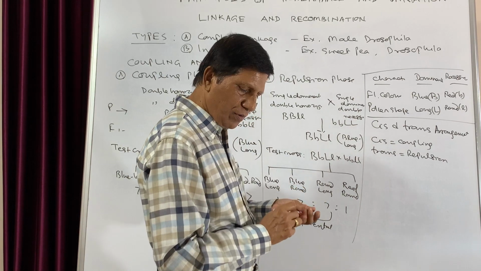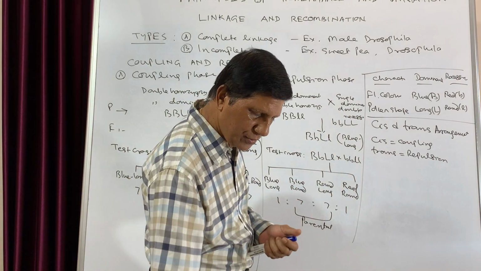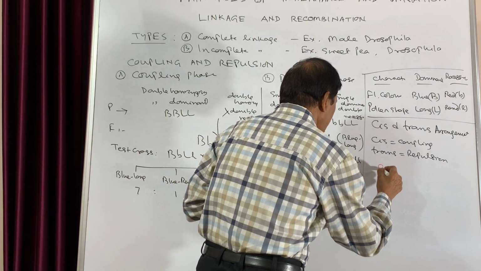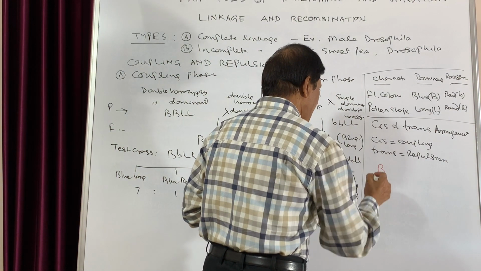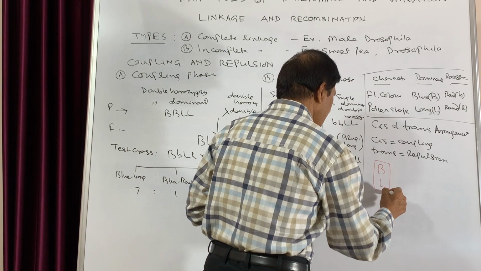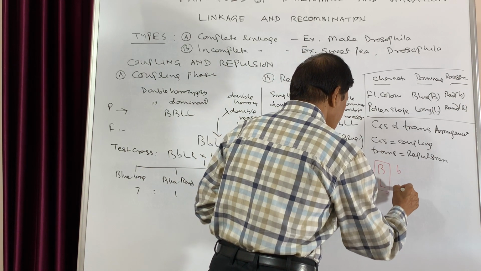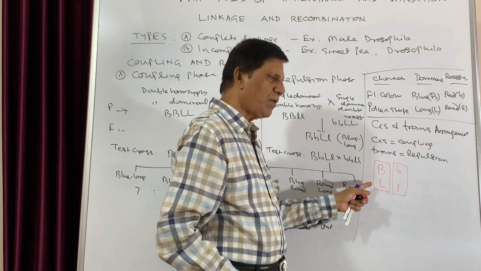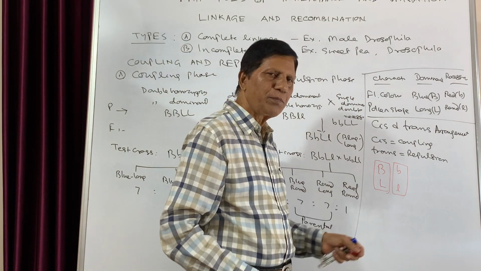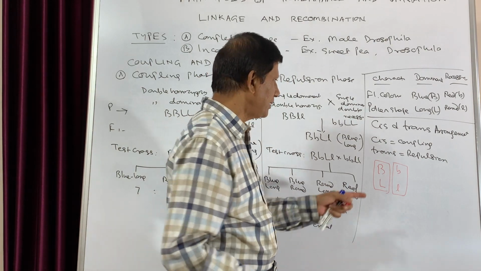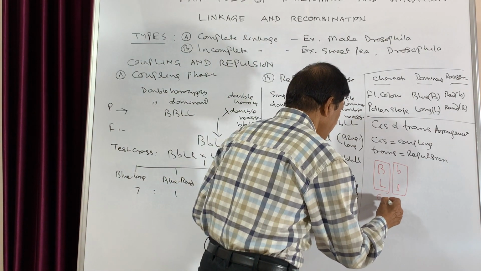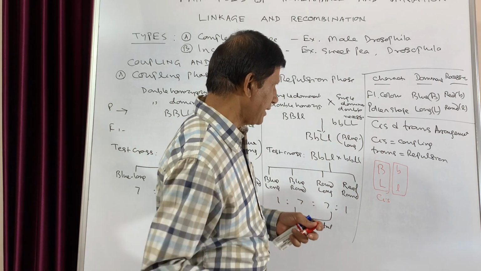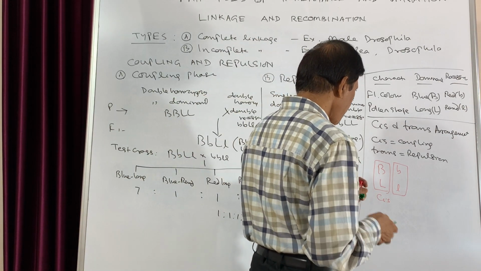So in coupling phase, what happens? In coupling phase, this capital B and capital L, they are present together, and small b, small l, they are present together, that means these are present in one chromosome, while the recessive are present in the homologous chromosome. This is known as cis arrangement.